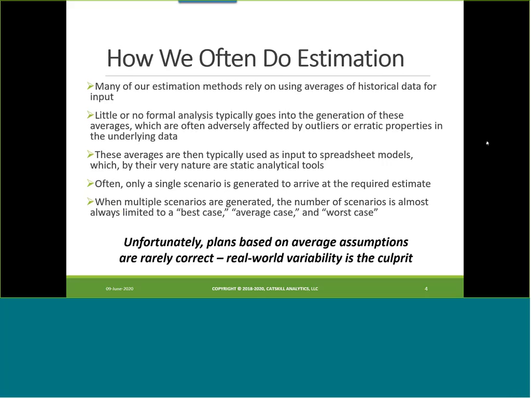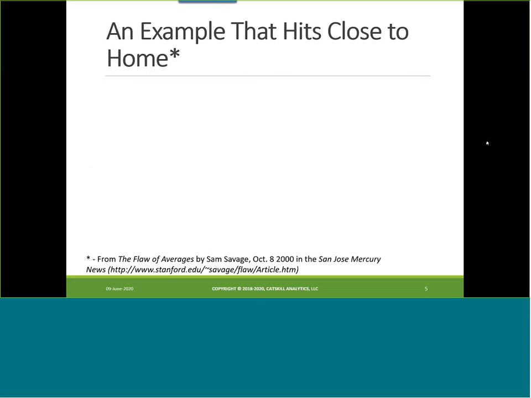So, unfortunately, there's a truism that we're going to come across here very soon, which is that plans based on average assumptions are rarely correct, and real-world variability is the culprit, and that variability is what causes so many plans to not pan out. So here's an example that hits close to home, and here's the credit I'm going to give.